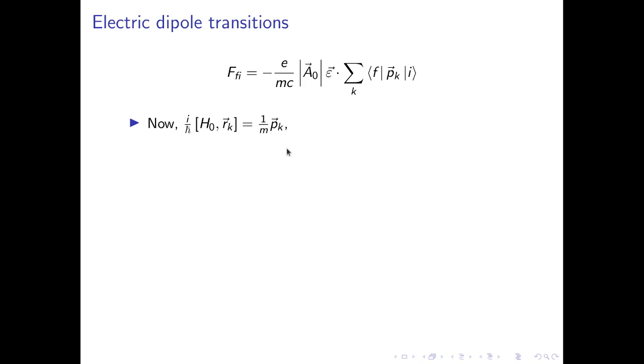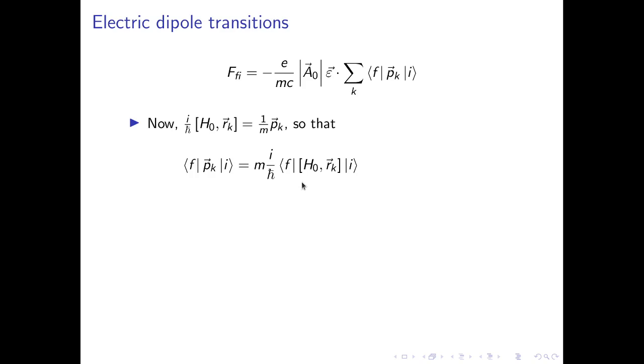This is pretty easy to figure out from either the equations of motion or simply by directly evaluating this particular commutator. After all, h0 has pk squared by twice m, which is the only part which fails to commute with rk, and after that showing this result is trivial. It's just a matter of evaluating the commutator. So pk, the operator sitting here, can be written as mi by h cross times the commutator of the unperturbed Hamiltonian h0 with rk, the position operator.